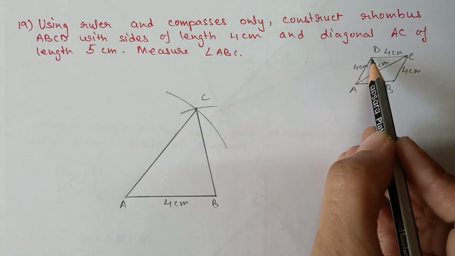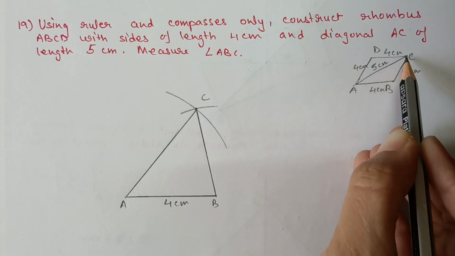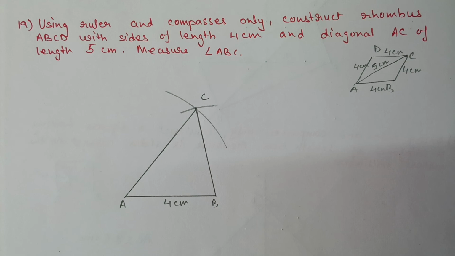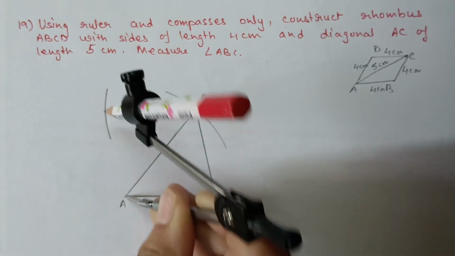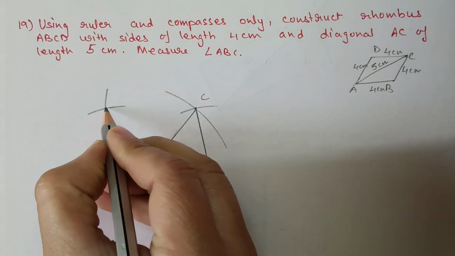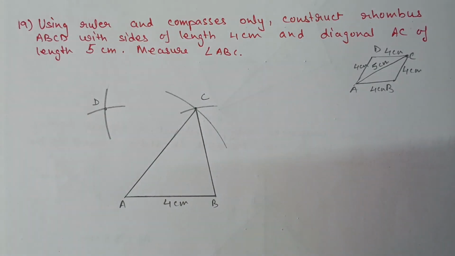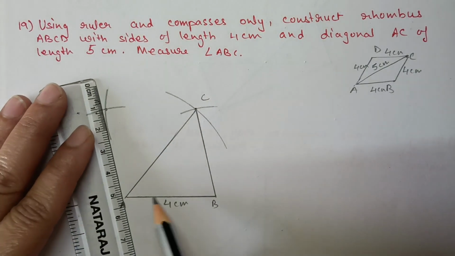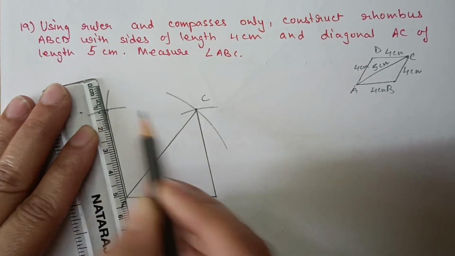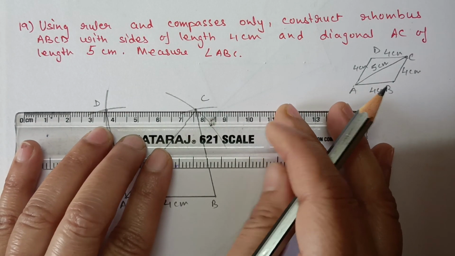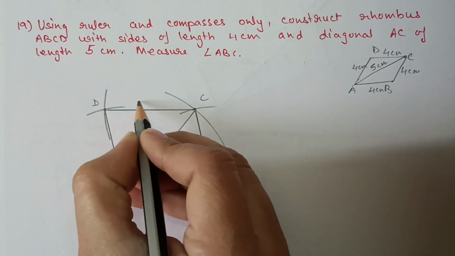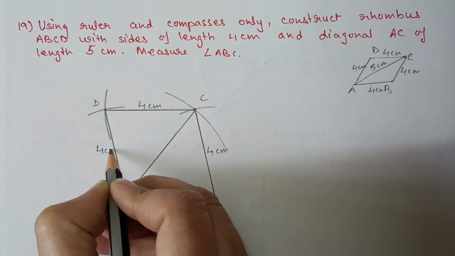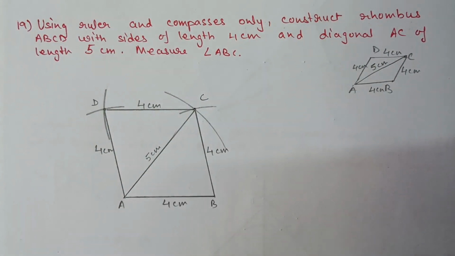To find this point D, we have to put one arc from A 4 centimeter and 4 centimeter from C. So with 4 centimeter distance put one arc here, and again from A, wherever these two arcs cross, that is point D. And this point you have to join with A and C. Write all the given measurements. All the sides are 4 centimeter. Diagonal is 5 centimeter.